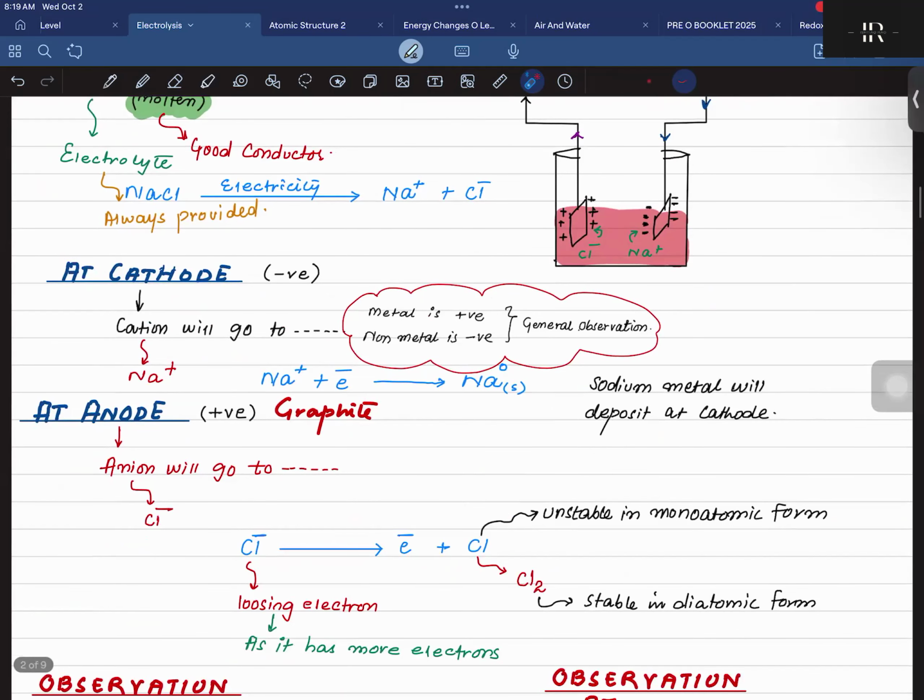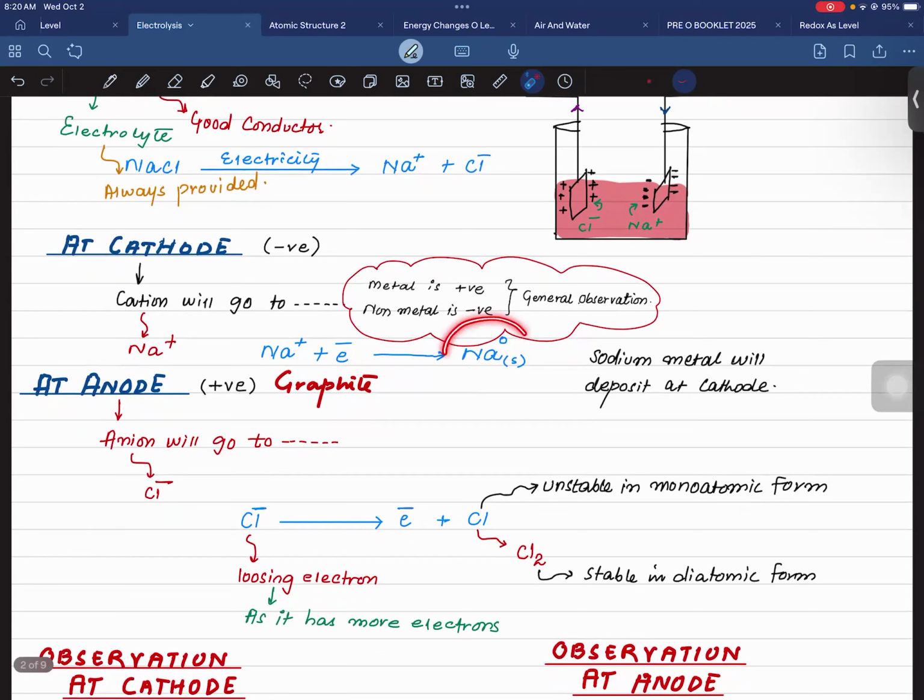So Na plus needs one electron. I told you in the last class, if any ion has a plus one charge, it needs one electron. If any element has a plus two charge, it needs two electrons. And if it has a plus three charge, it needs three electrons. Right now, Na has a plus one charge. What does it mean? It would be gaining one electron, and it would become neutral.